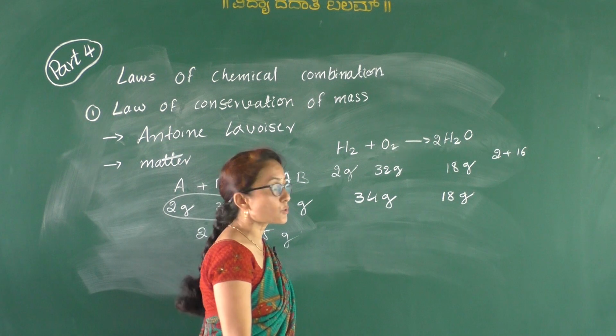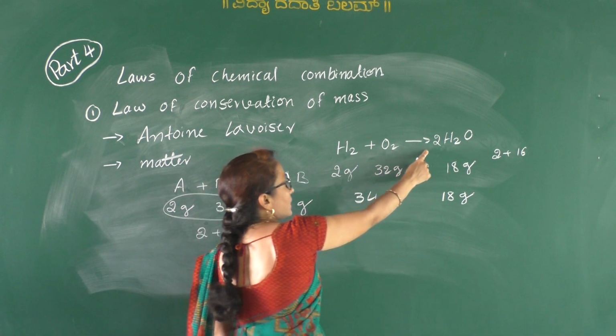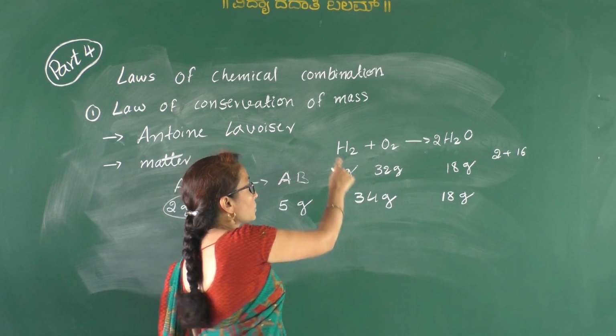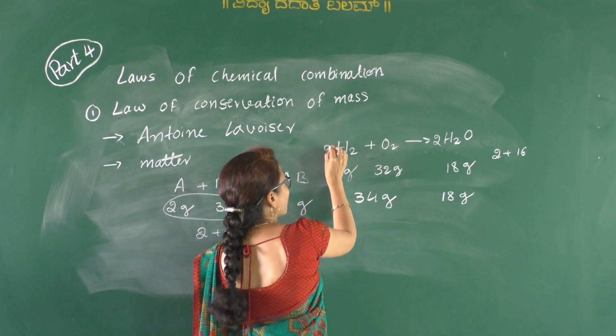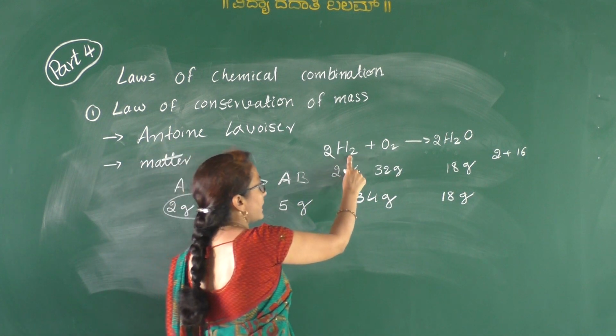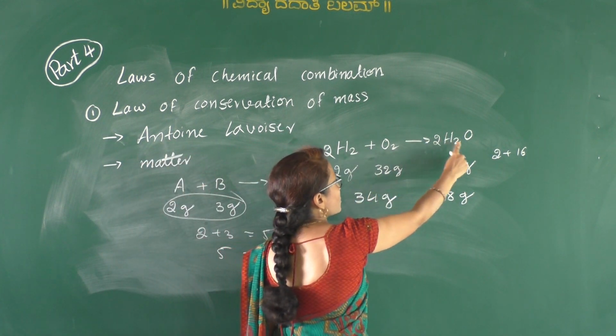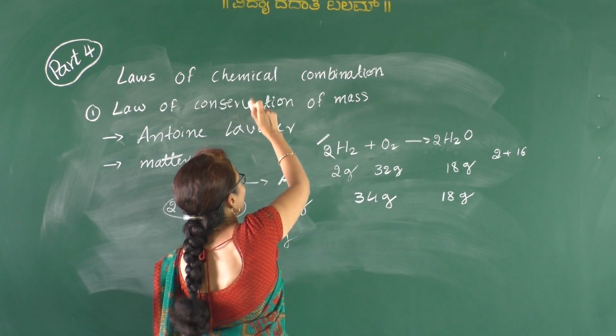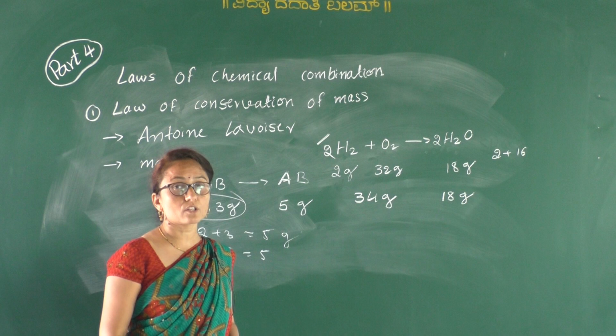So it becomes 2H2O. So when it becomes 2H2O, the hydrogen atoms are not balanced. Here there are 2, here there are 4. Therefore you have to write 2H2. Therefore the balanced equation is 2H2 plus O2 gives 2H2O. So then this chemical reaction follows the law of conservation of mass.